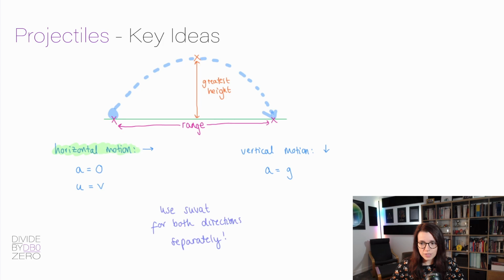For horizontal motion, acceleration is in fact 0, which means that your initial velocity and final velocity will be the same. For vertical motion, acceleration is g, acceleration due to gravity. You can use suvat for both directions, but you'll need to do it separately.